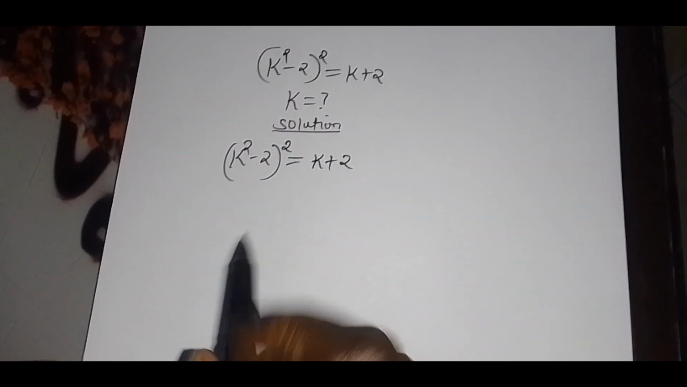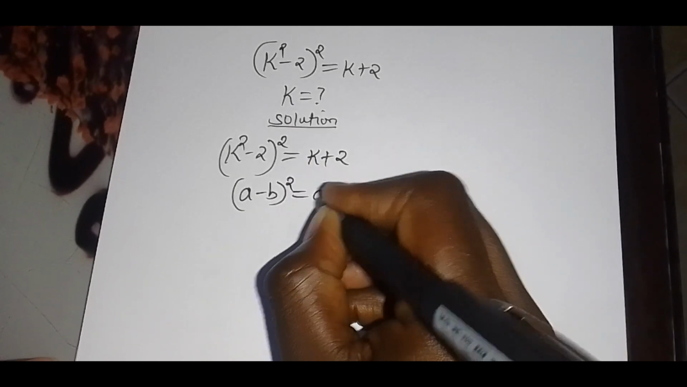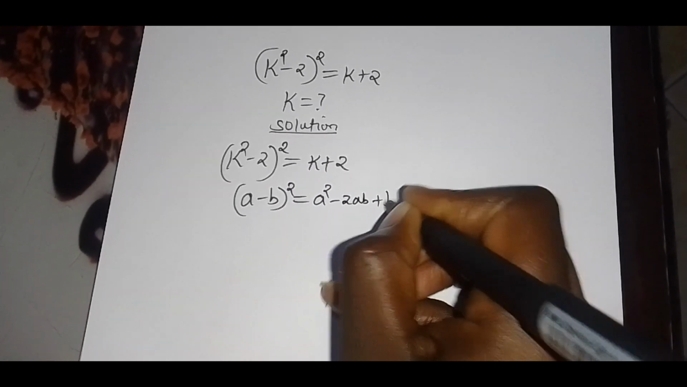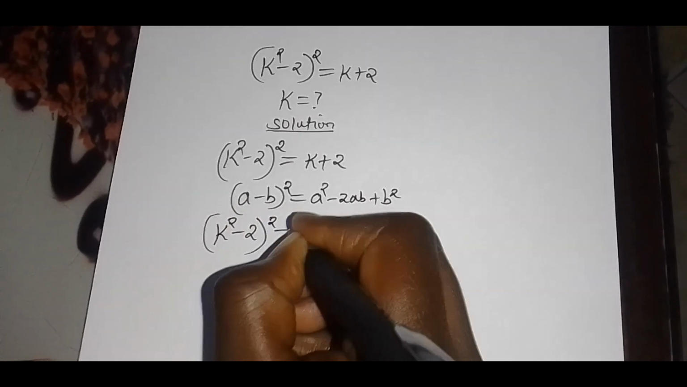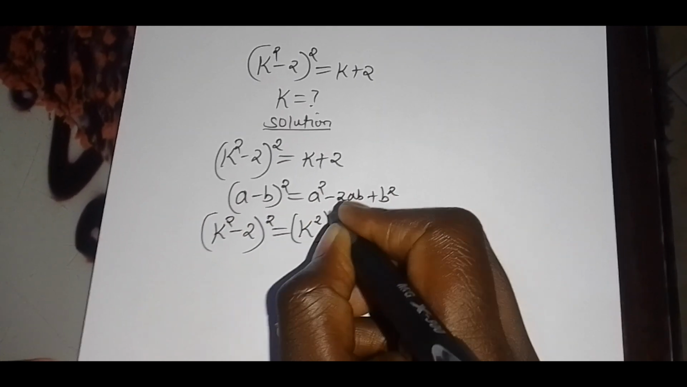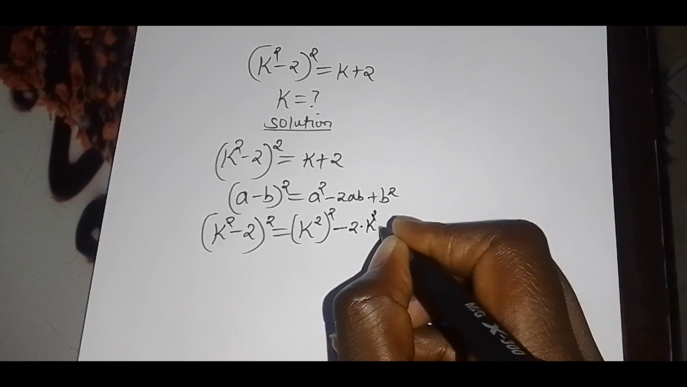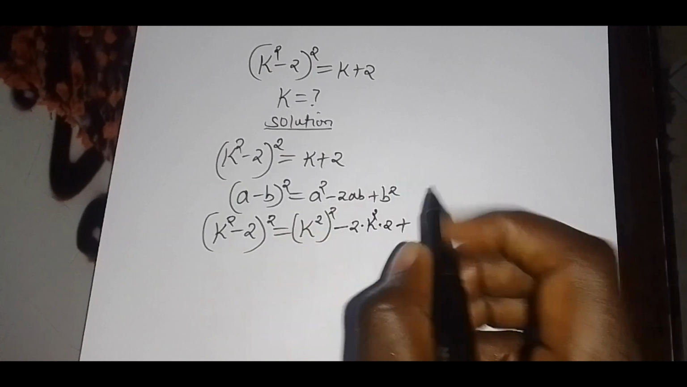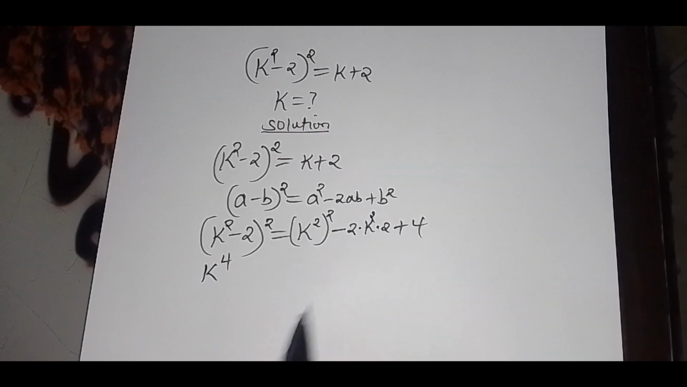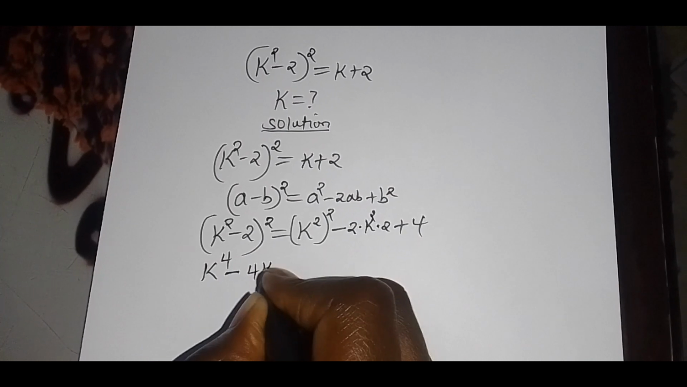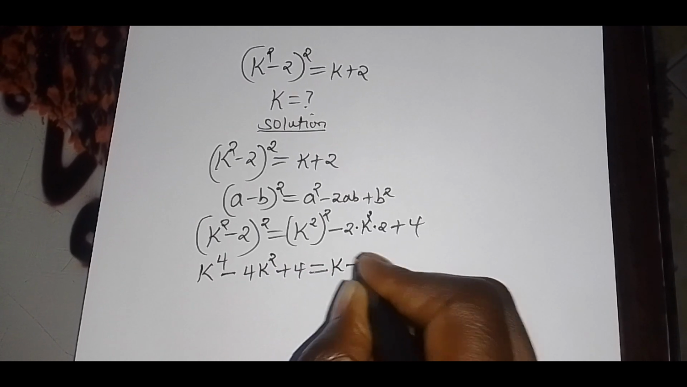Now, applying the algebraic identity that states that (a minus b) squared is equal to a squared minus 2ab plus b squared, we will have (k squared minus 2) squared, which is the same as k squared squared minus 2 multiplied by k squared multiplied by 2 plus negative 2 squared, which is equal to 4. So this is k raised to power 4 minus 4k squared plus 4, which is equal to k plus 2.